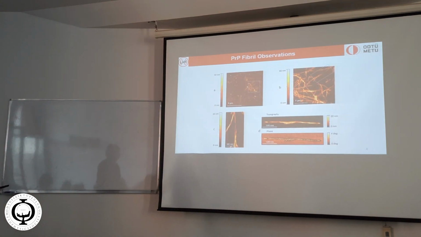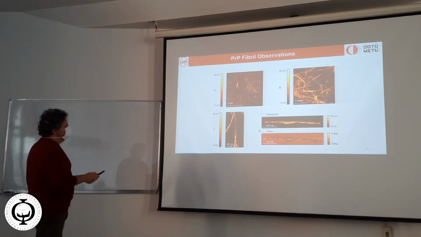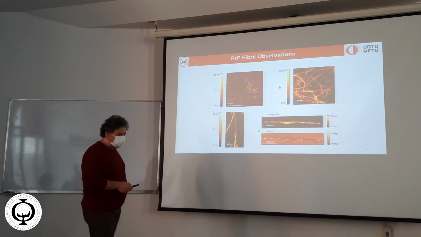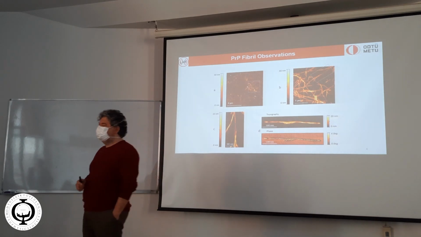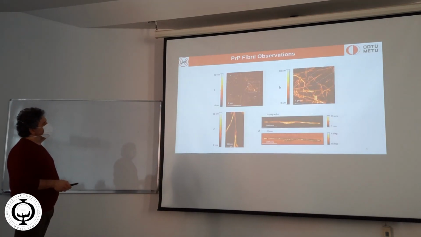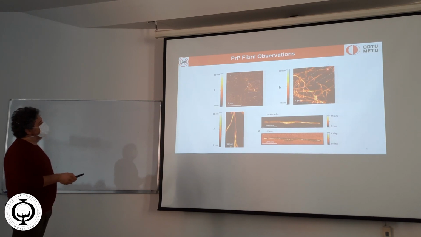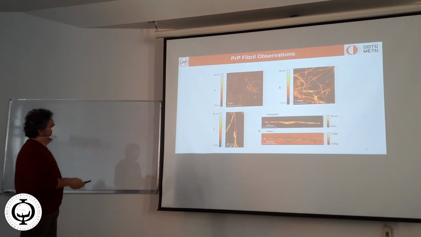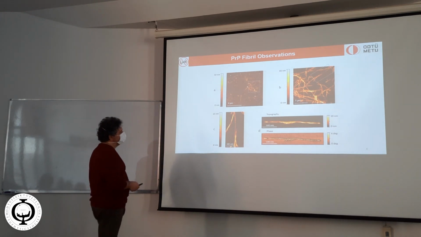And now when we take a look at precipitates of the prion protein, we see that it tends to form long so-called fibrils, okay, chain-like structures.